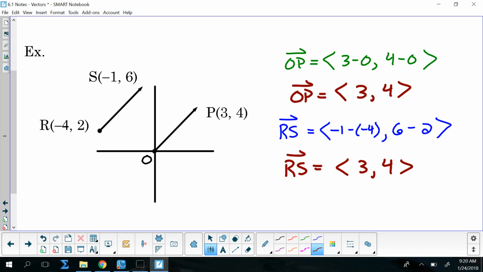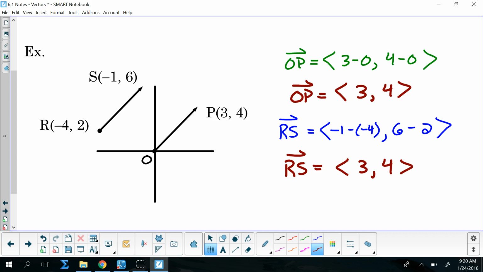Okay. Now, if the direction of R and S were switched around, then they wouldn't be the same vector because they would be going in opposite directions. Okay? But they're both going in the same direction. They both have the same size, right? So if I was magically able to, and I can't because I just copied it straight off the packet, move vector RS on top of vector OP, they would be the same.